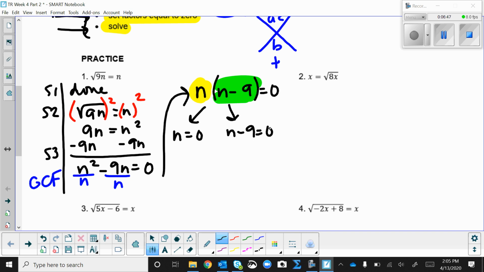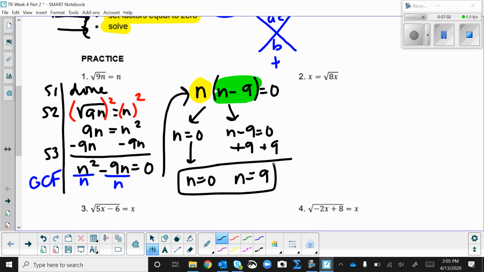So for n equals 0, how do we solve that? Well, it's already done, right? But for n minus 9 equals 0, we just add 9 to both sides. And we have n equals 9. And then we have n equals 0 here. Okay, so there's 2 solutions. It's a quadratic. It has a degree of 2. That means it has 2 solutions. I want you to take a minute, pause the video, and work number 2.